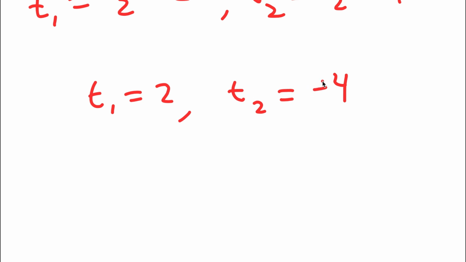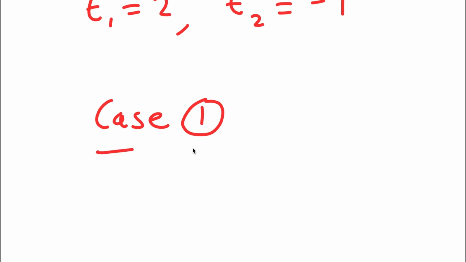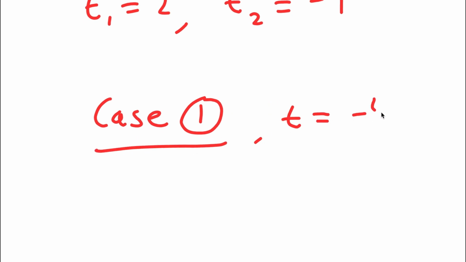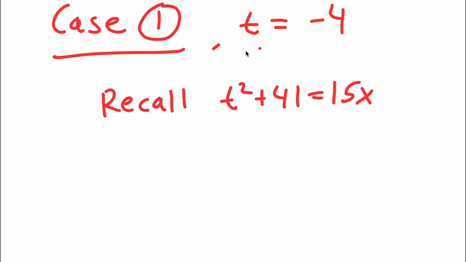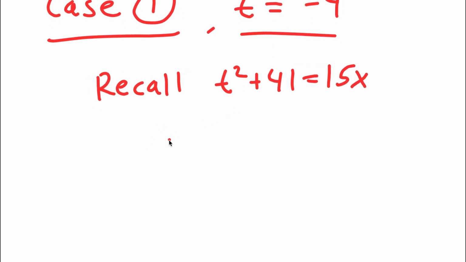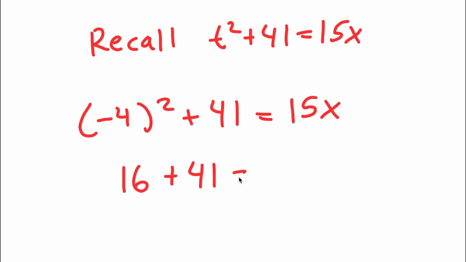So from here, again, I have two cases: one case where t is equal to 2 and one case where t is equal to negative 4. For case 1, I'm going to use t is equal to negative 4. When t equals negative 4, recall that t squared plus 41 is equal to 15x. Meaning, I have negative 4 squared plus 41 is equal to 15x. And this means that 16 plus 41 is equal to 15x.